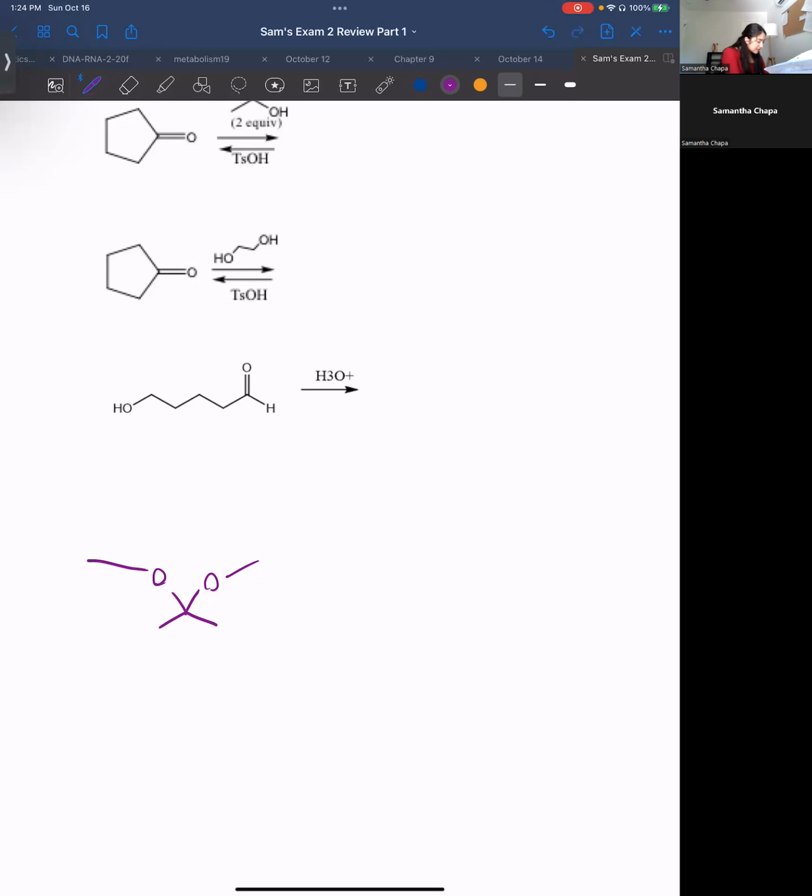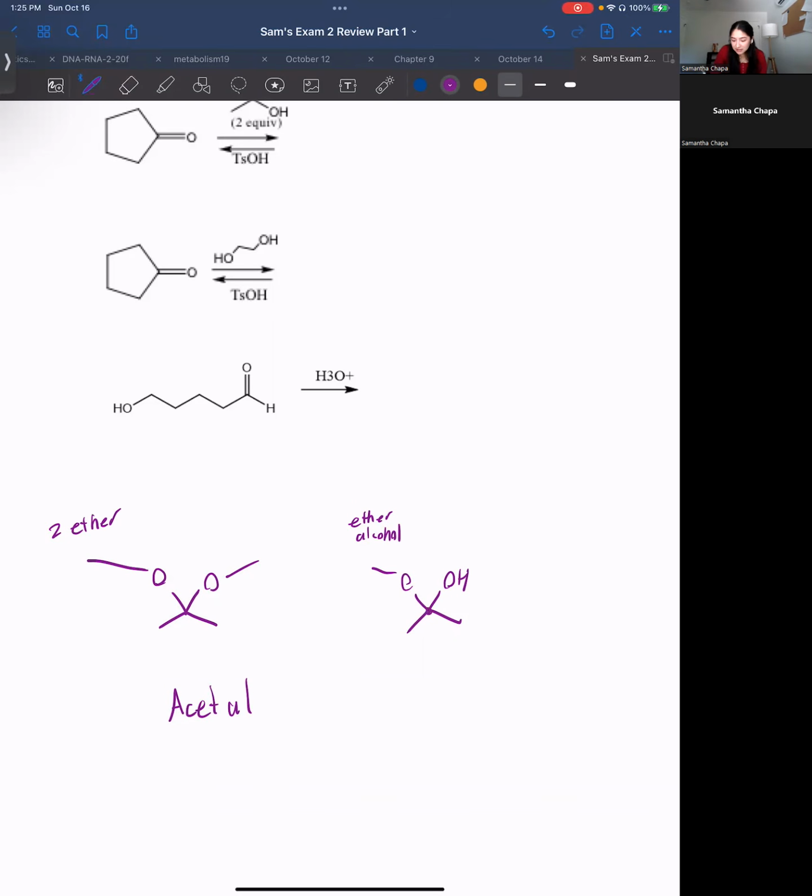Acetal, or I'm going to say acetal, or whatever pops up when I say it. So this is an acetal. So it has 2 ether groups on it, 2 ethers. And this is a hemiacetal with an ether and an alcohol group.